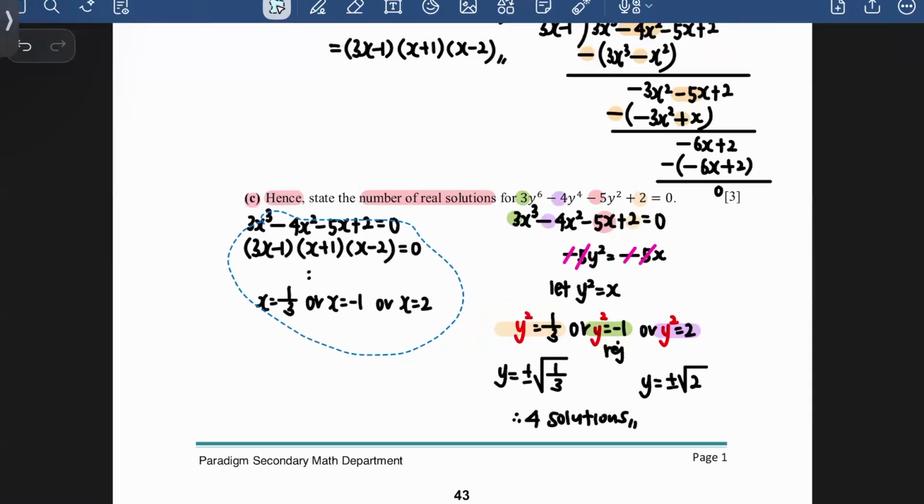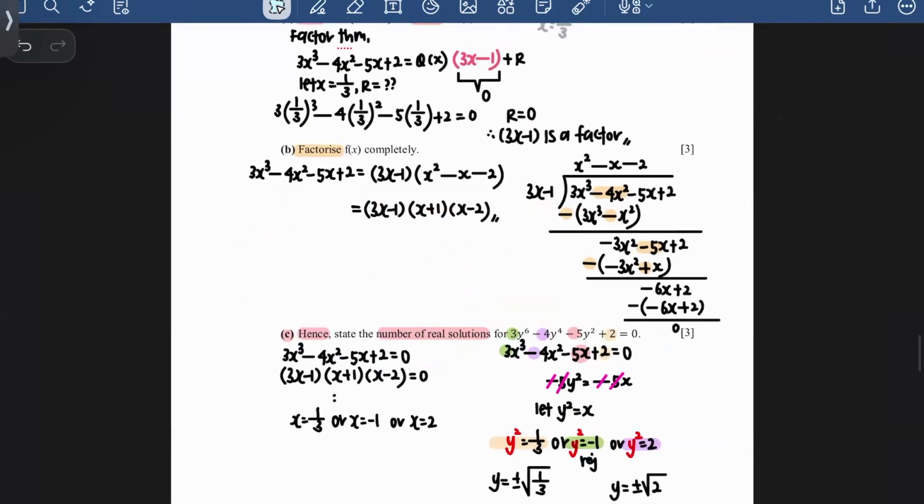Okay, so this one is just like that. So hence means you must use the top parts. Please remember that, okay?